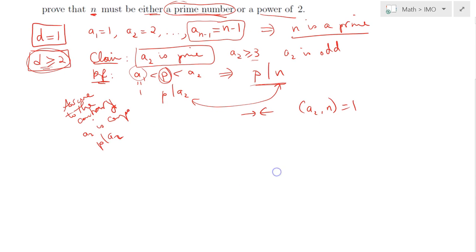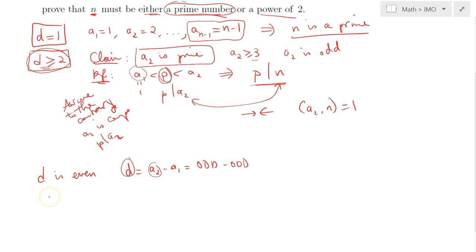So let's go back to the common differences here. So d is obviously even, right? Why? Because d is equal to a2 minus a1, but a2 is an odd number, and a1 is just 1, it's also odd. So therefore, d is even for sure.